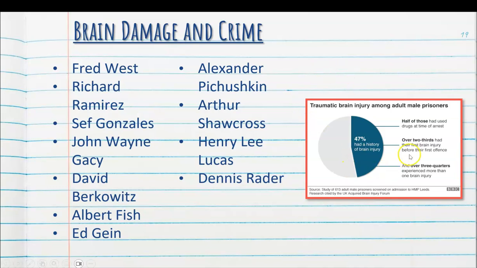So looking at this visual here, traumatic brain injury amongst adult male prisoners, half of those had used drugs at the time of their arrest, which we know affects our brain and our functioning. Over 2/3 had their first brain injury before their first offence, and over 3/4 experienced more than one brain injury. So there is a direct correlation between brain damage and criminal behaviour.